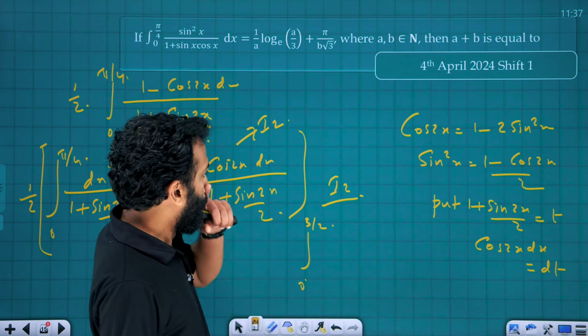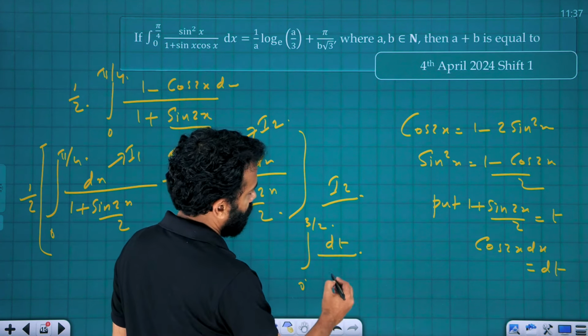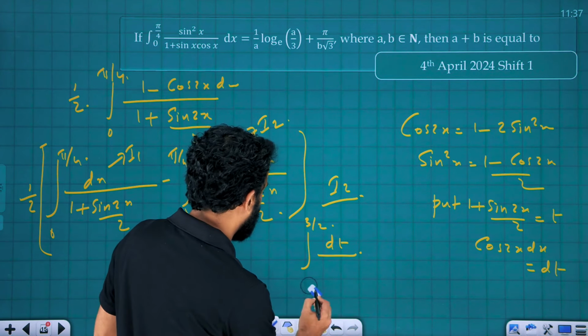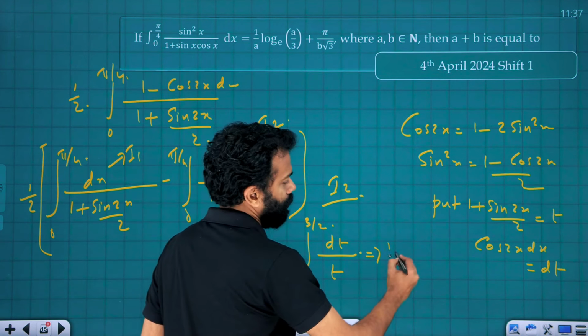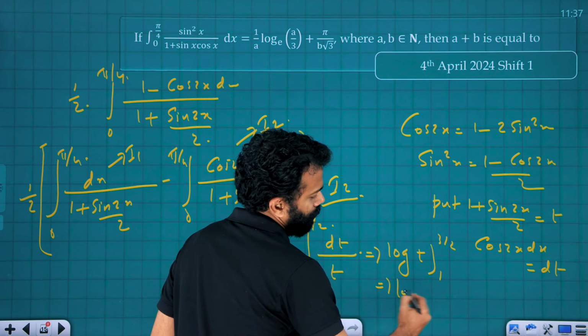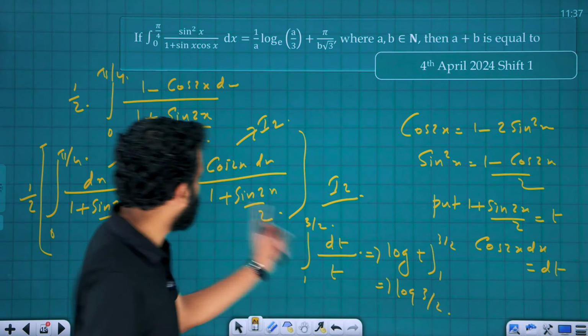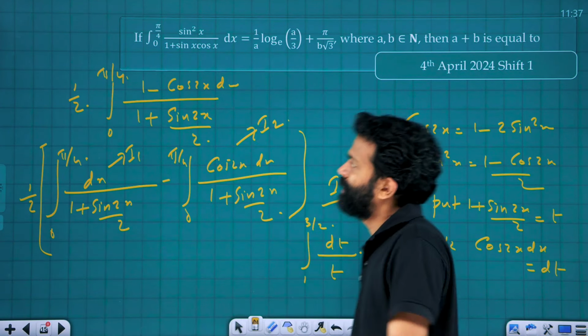And it is 1 over here. So, 1 to 3 by 2 of dt by t is equal to log t from 1 to 3 by 2, that is log 3 by 2 only. So this part is log 3 by 2. And we need to formulate the other part, and we can go to the next slide for doing this one.